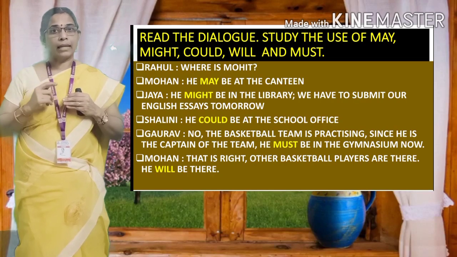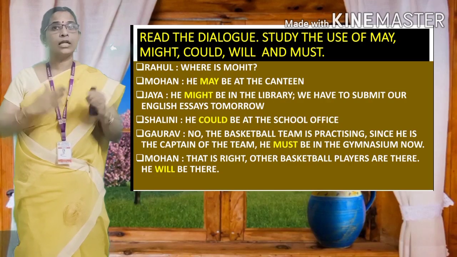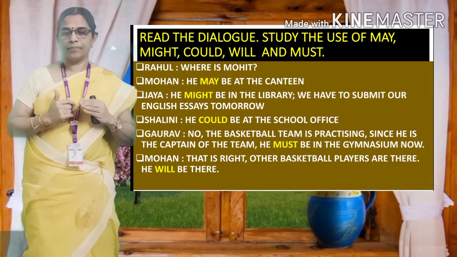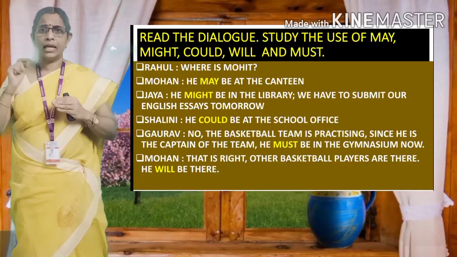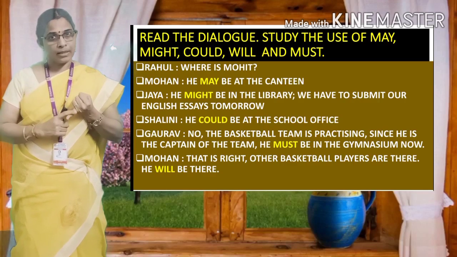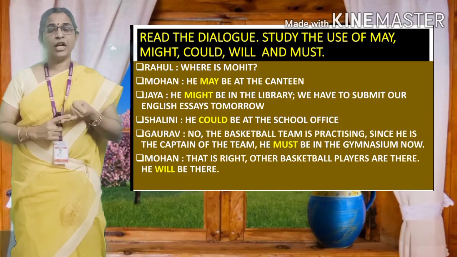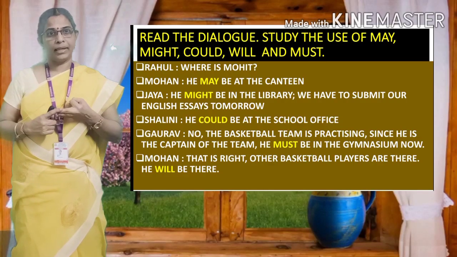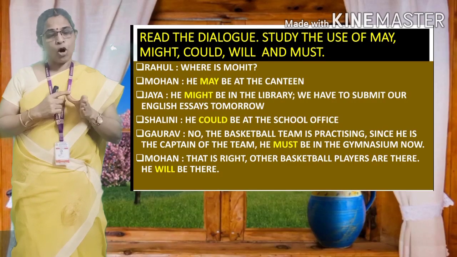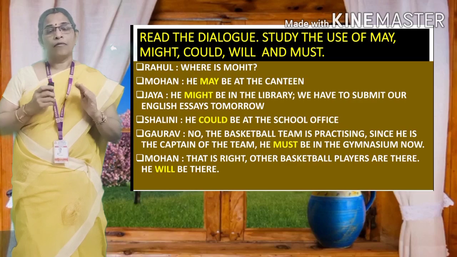Mohan: That is right. Other basketball players are there. He will be there. So he is 100% confident of where Mohan is. So he is telling he will be there. Okay. So Mohan expresses good possibility and then Jaya expresses a weak possibility. Shalini expresses weaker possibility. Gaurav used logical certainty. Mohan again used definite, that he is very confident where he is.